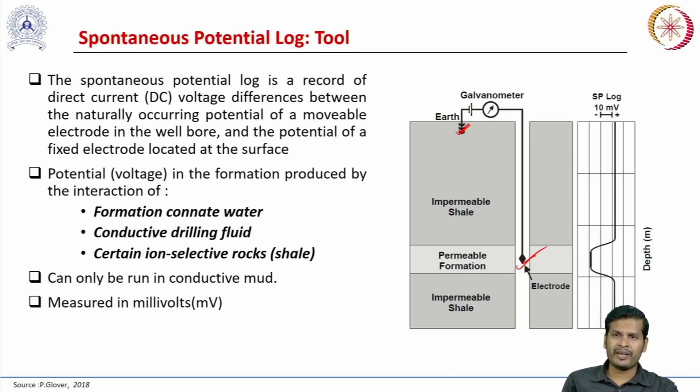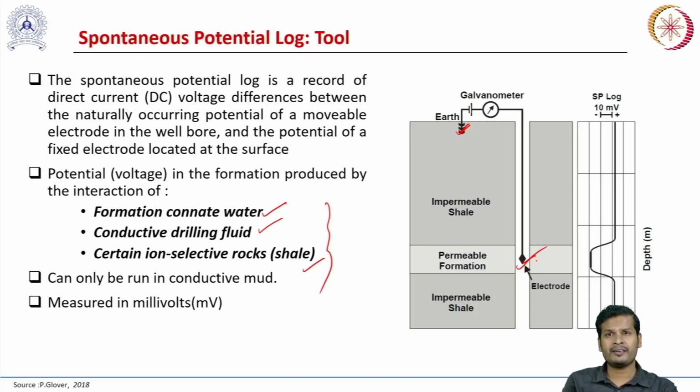Now the question may arise, why does this potential exist? This potential exists inside the wellbore because we have a number of formation fluids and the wellbore fluid which have different salinity. So this potential exists only because of the interaction between the formation connate water, the conductive drilling fluid, and certain ion-selective rock such as shale. All these three elements are responsible for the movement of ions, or the conductance of electricity. That means if a current has to flow, these three elements must be present.